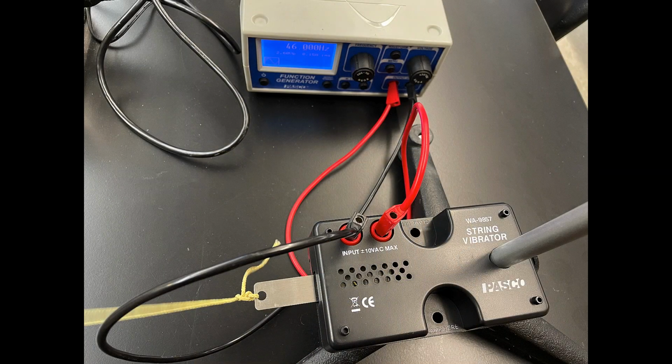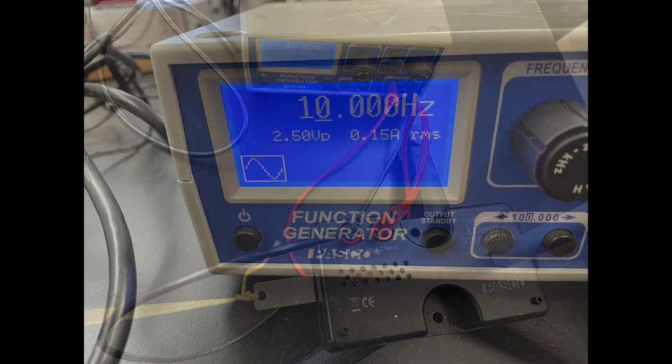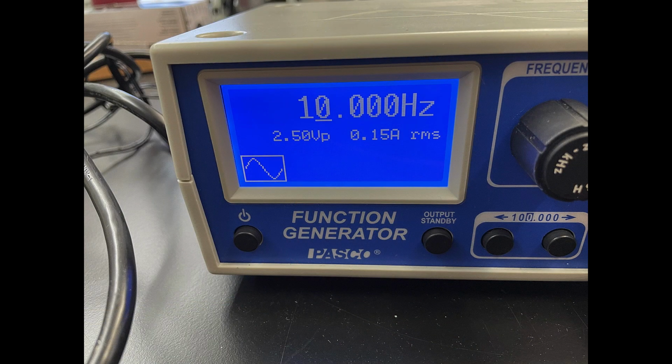Finally, connect the red and black outputs on the front of the signal generator to the string vibrator. Set the frequency to 10 Hz and the voltage to 2.5 volts.